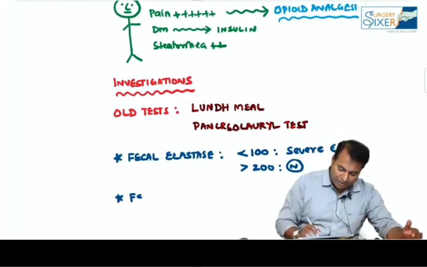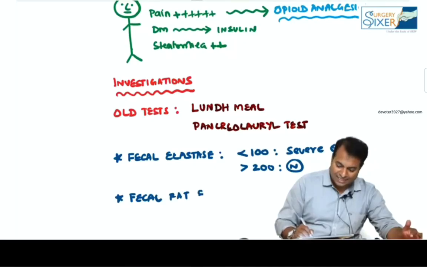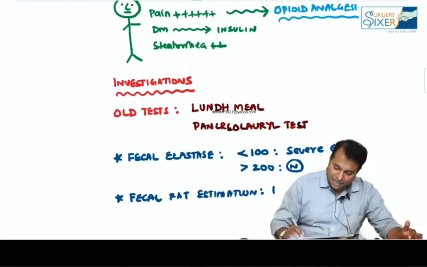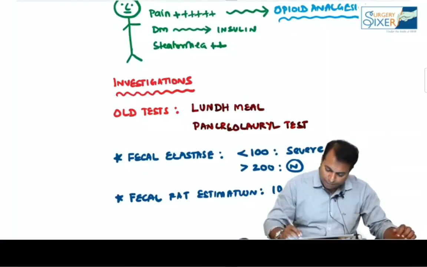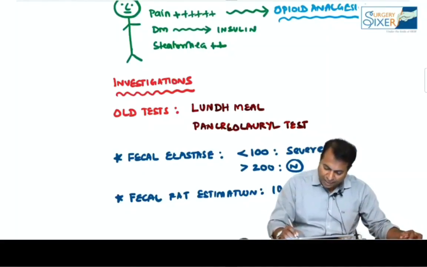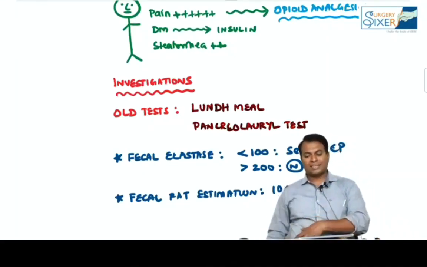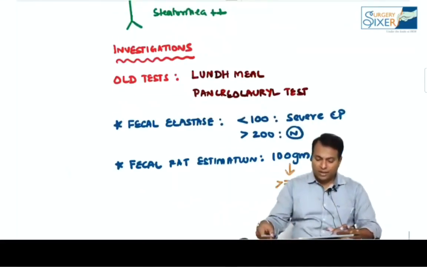Or else we can measure fecal fat excretion, fecal fat estimation. Give the patient 100 gram of fat to eat, ask them to take 100 gram of fat per day, and you measure the fecal value the next day. When the fecal fat is more than 7 grams per day, no doubt it is steatorrhea. Of the 100 gram of fat eaten, more than 7 grams coming in the stools is fecal fat positive. So these are the tests for steatorrhea.